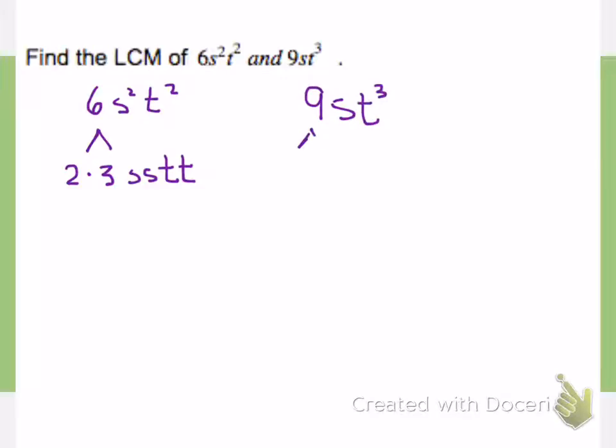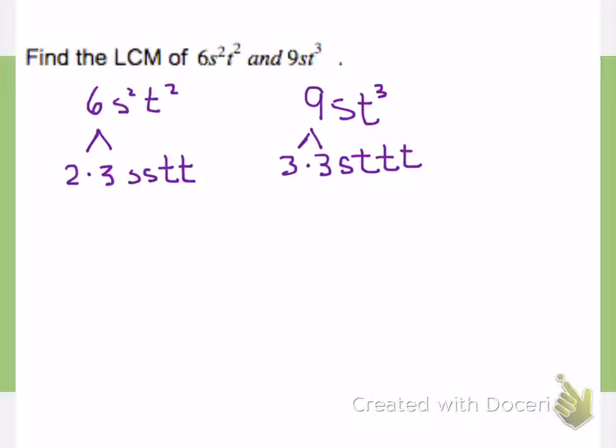So our next step is to find the least common multiple of those two monomials. And again, I'm going to approach it with a factor tree. Now we've just done the factor trees for these, but just to take you through those steps, we would break down 6s squared t squared into its prime factors, which, same as before, is 2 times 3, and then 2 factors of s and 2 factors of t. And we break down 9s t cubed into its primes, and that's a 3 times 3, 1 factor of s, and 3 factors of t.